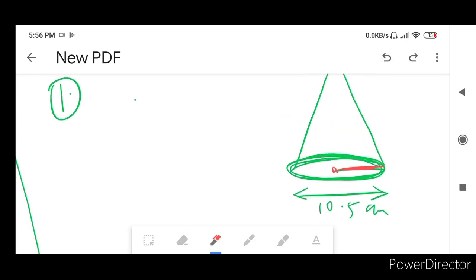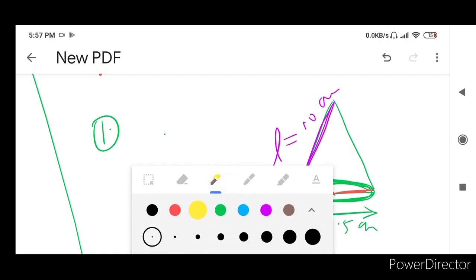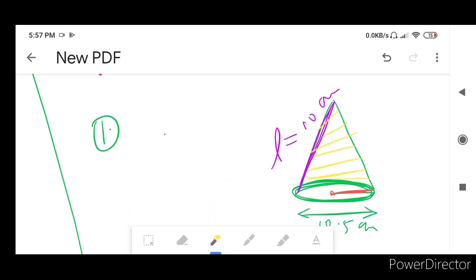And next it is given its slant height. Its slant height, that means this, right? This l. So l is equal to how much? We have l as 10 centimeter, clear. Now it says find its curved surface area. So find its curved surface area, that means what we need to find? We need to find this region's surface area. Okay, मुझे इस रीजन का क्या चाहिए?